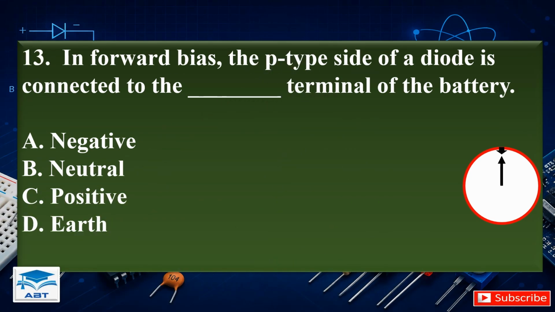13. In forward bias, the p-type side of a diode is connected to the dash terminal of the battery. A. Negative. B. Neutral. C. Positive. D. Earth. The answer is C. Positive.